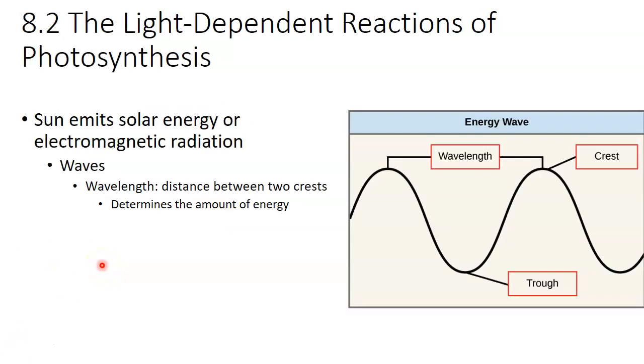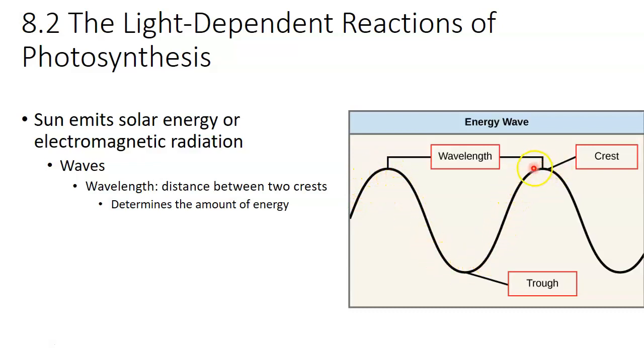Okay, so when we're talking about the light-dependent reactions, again, one of the reactant molecules required to drive this process is energy from the sun. So let's take a quick look at what that energy looks like. The sun is going to emit what we call solar energy, or electromagnetic radiation, in the form of waves. And so wave energy looks kind of like this. So you've got these waves.